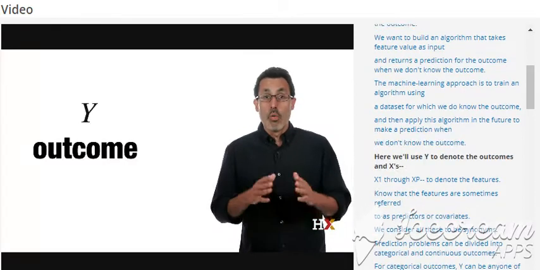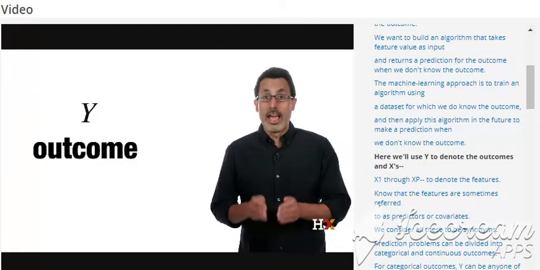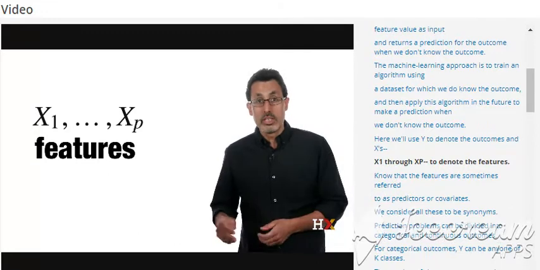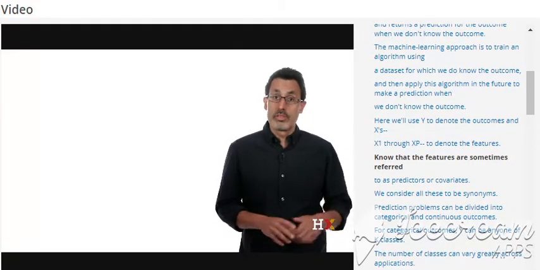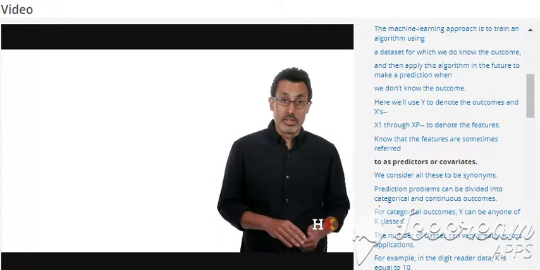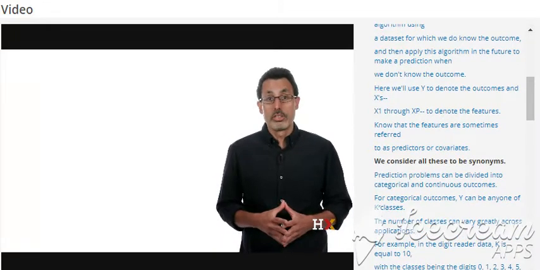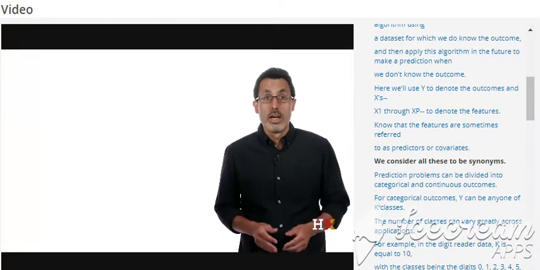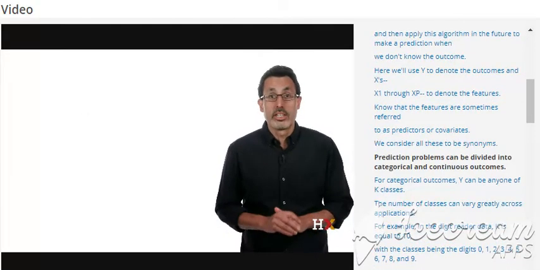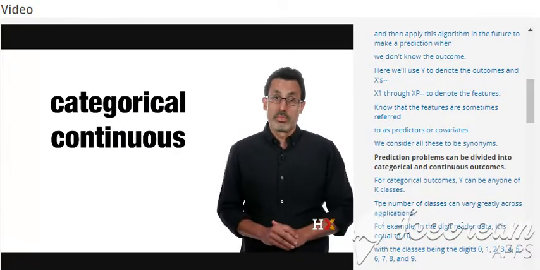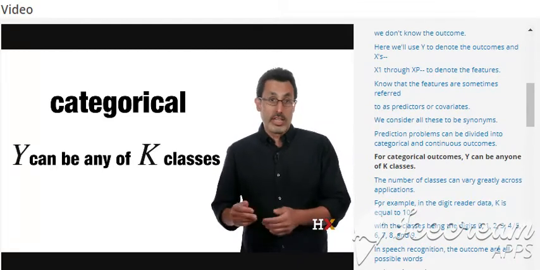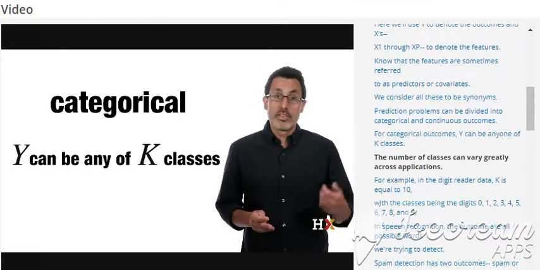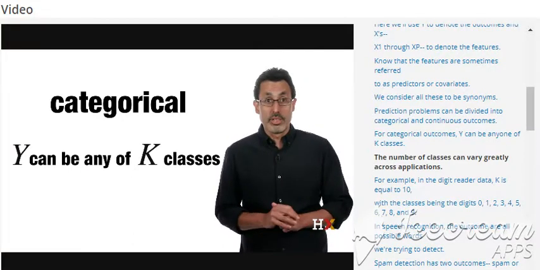Here we'll use y to denote the outcomes and x's, x1 through xp, to denote the features. Note that the features are sometimes referred to as predictors or covariates. We consider all these to be synonyms. Prediction problems can be divided into categorical and continuous outcomes. For categorical outcomes, y can be any one of k classes. The number of classes can vary greatly across applications.